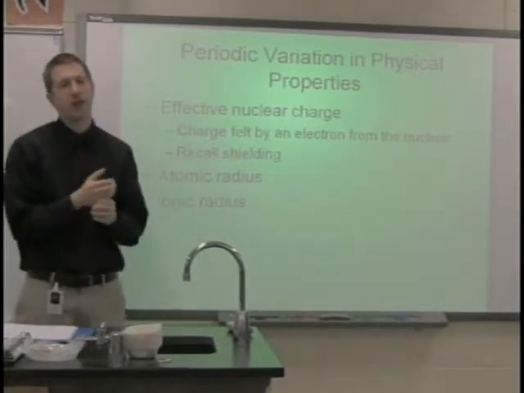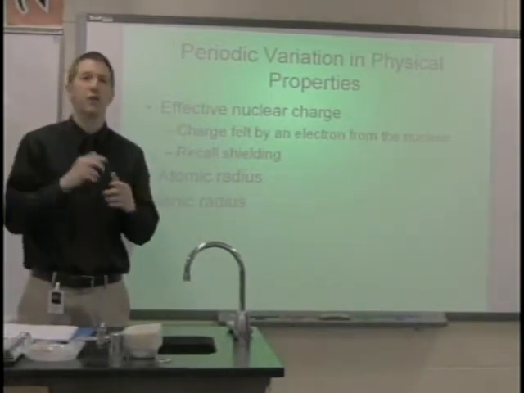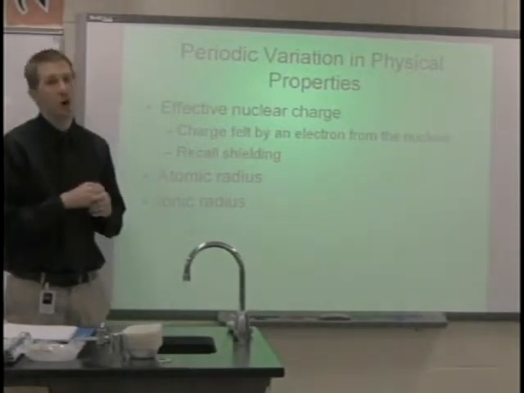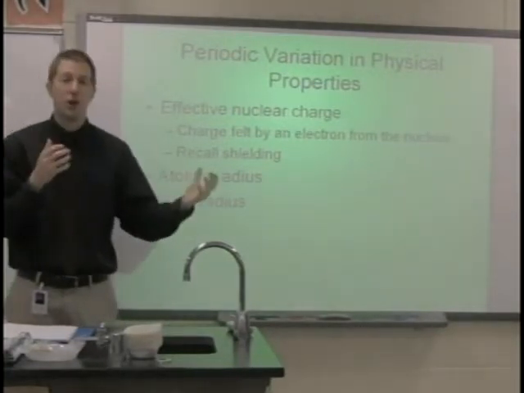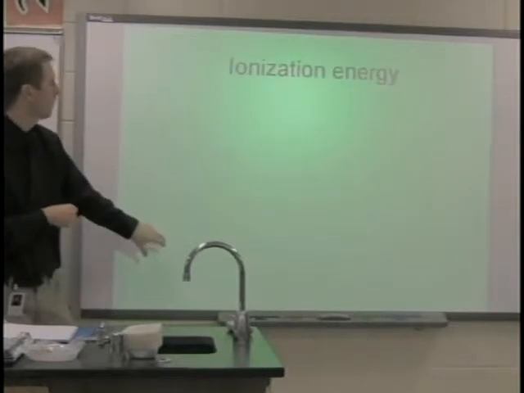Usually you're going to have things that are positive ions losing a shell of electrons, so then they're going to be smaller. Negative ions usually actually going to be larger than their counterpart.